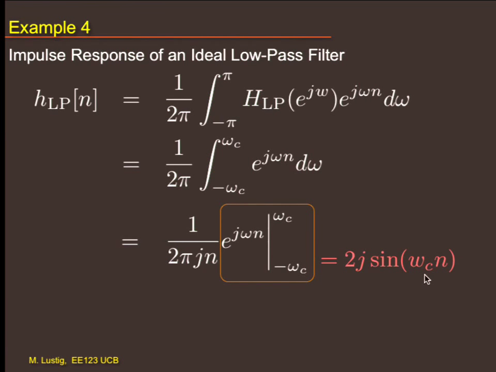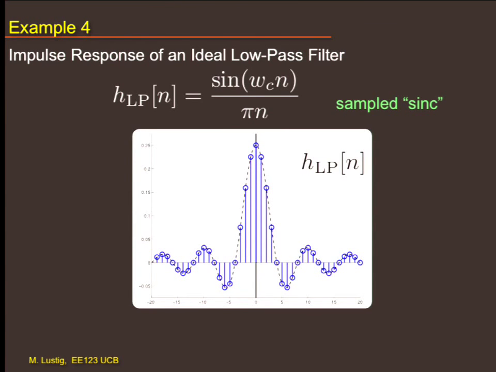So e to the j something minus e to the minus j something is a sine. So we got this function, sine omega c times n over pi n, which is what? This is not a sinc. This is a sampled sinc, because it's a function of n. It's discrete. A sinc is a continuous function. It is a sampled sinc.